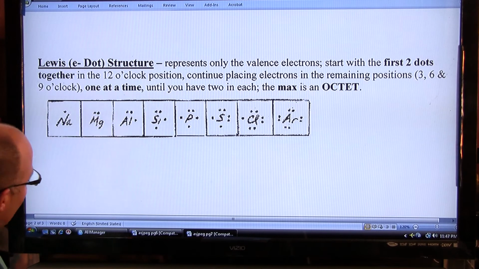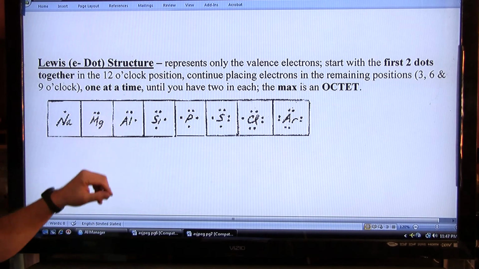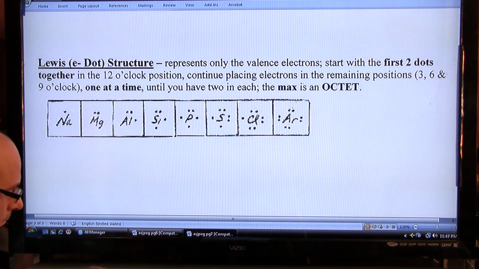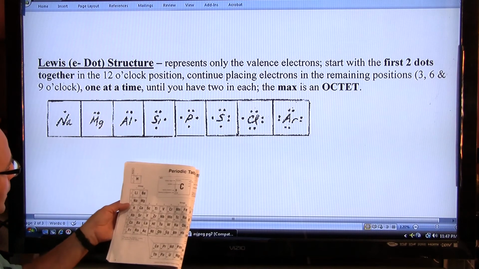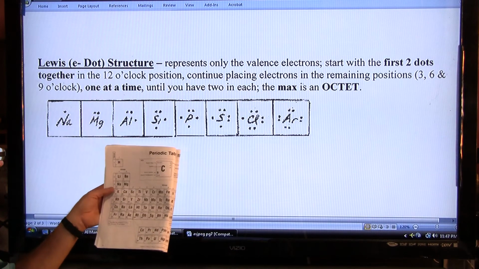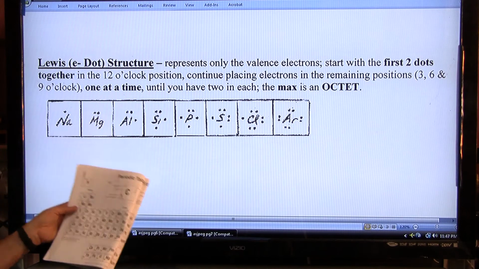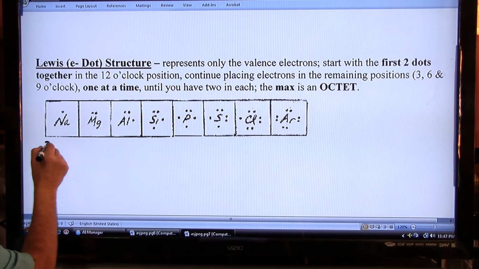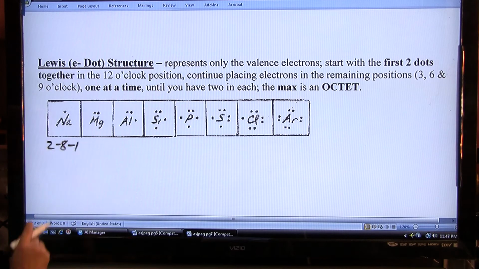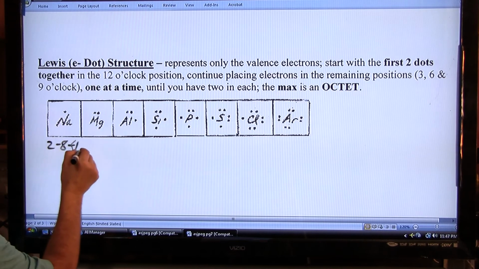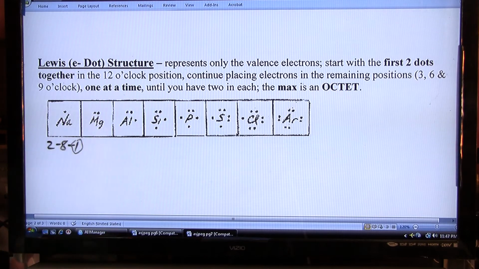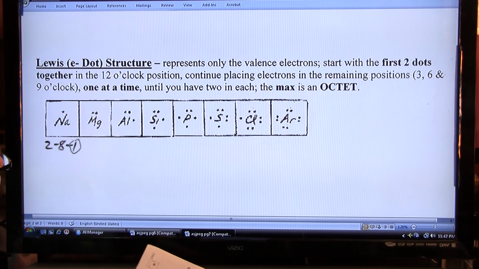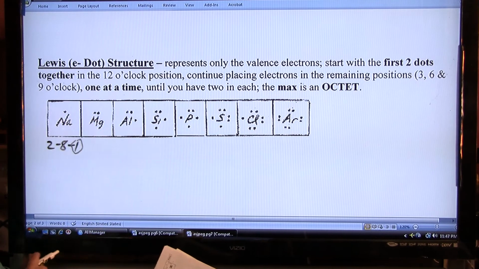So why don't we see how we get these? And what I did here was I took the elements in the third row, beginning with sodium, or third period, better said, number 11, but its configuration, if you recall, is 2, 8, 1. You can look up sodium right now. And so it's only going to have 1 dot, 1 valence electron. The magnesium right next door is 2, 8, 2, 2 dots. Notice how I placed them together.